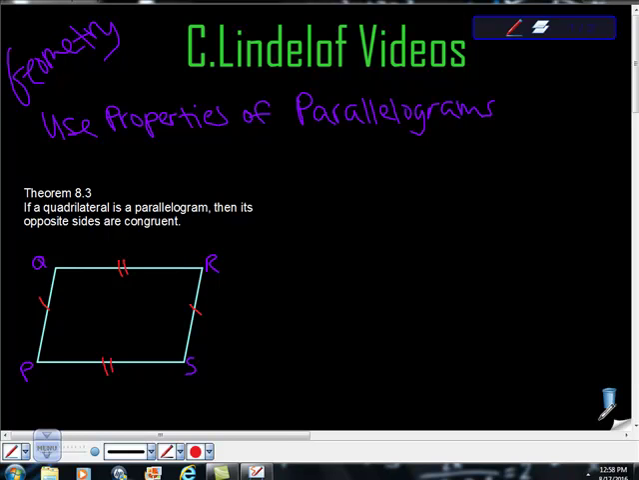See Lindelof videos, geometry. Today we're going to be learning how to use properties of parallelograms. So the first thing we need to know are a few theorems.